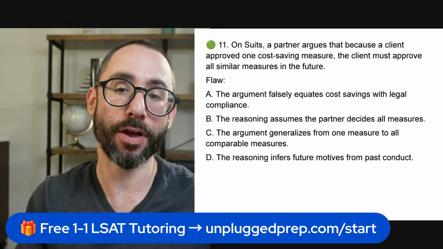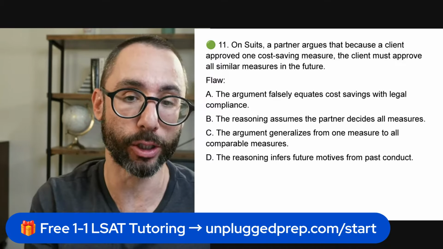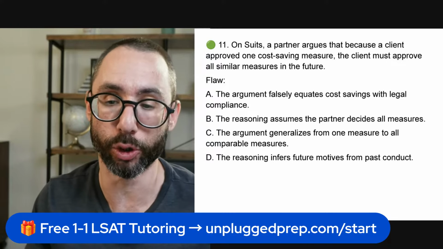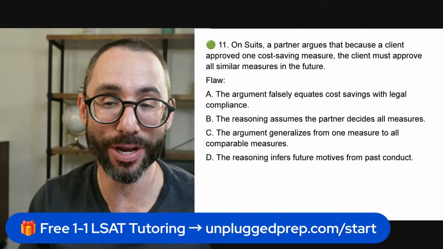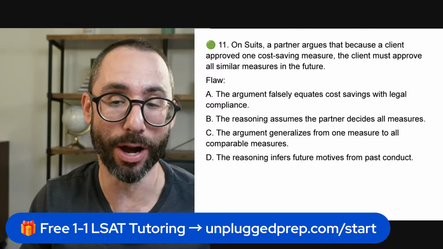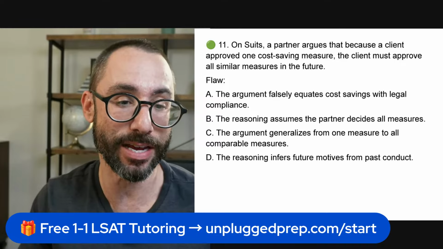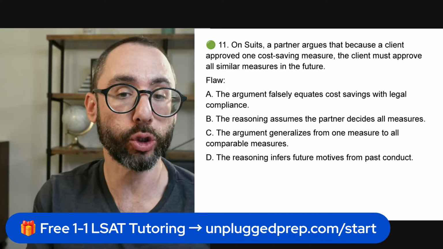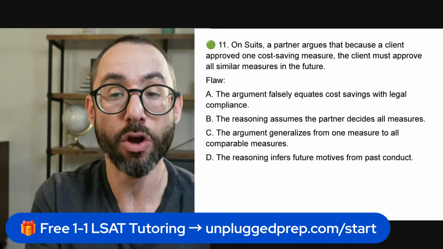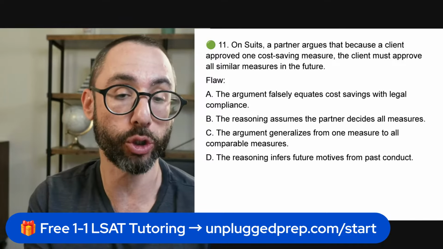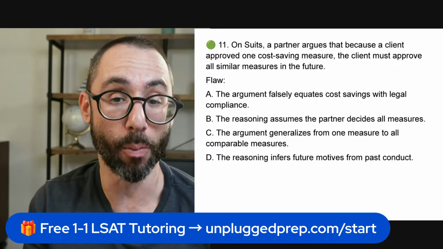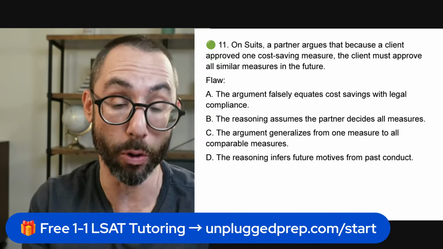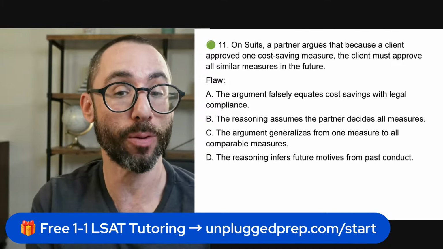So again, the evidence: the client approved one cost-saving measure, so therefore they must approve all similar ones in the future. This one's a little bit tricky. I see some folks are getting it, some are not sure. We got a mix of C's and D's here. So D as in Delta, inferring all future motives from past conduct. So yes, there is a past-future assumption here, that what happened in the past will also happen in the future, but are they assuming future motives or are they assuming future behavior?